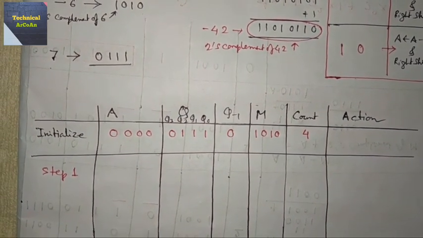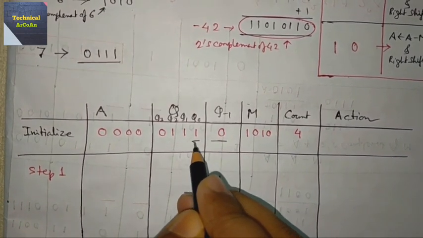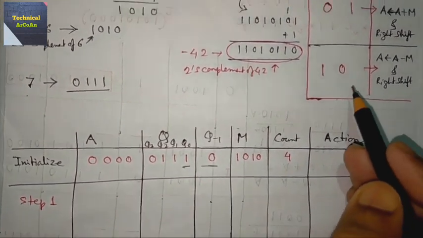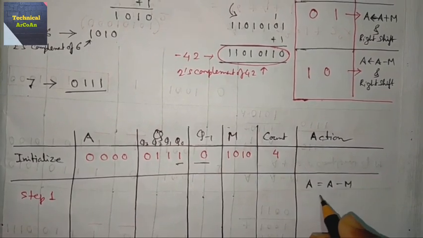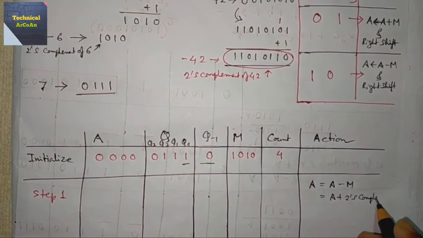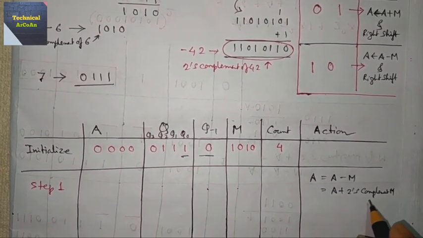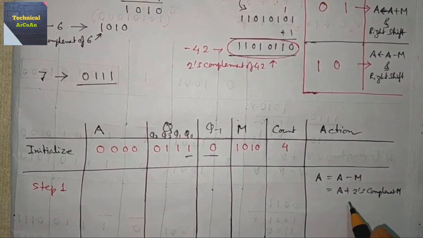So first, we check what q0 and q minus 1 are. So what is the value? 1 0. According to the table, what happens? 1 0 means we can write A plus the 2's complement of M, right? Now M is 1 0 1 1.